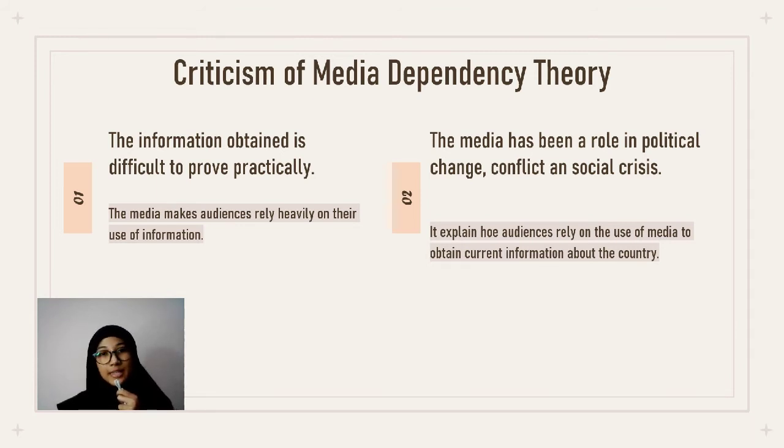The first one is that the information obtained is difficult to prove practically. The media makes the audience rely heavily on it for their use of information. And number two, the media has had a role in political change, conflict, and social crisis. It explains how the audience relies on the media to obtain current information about the country.